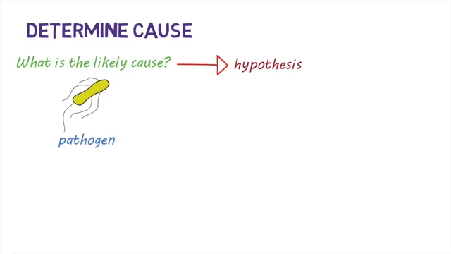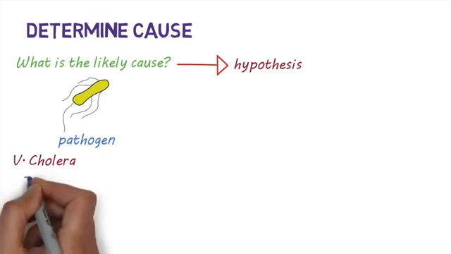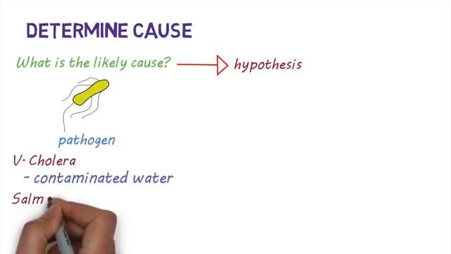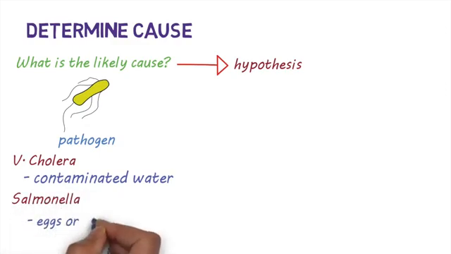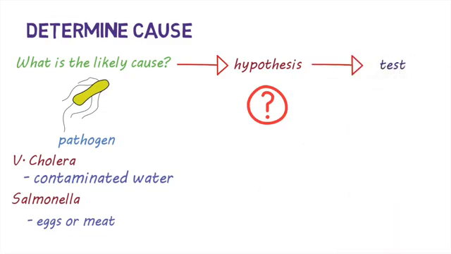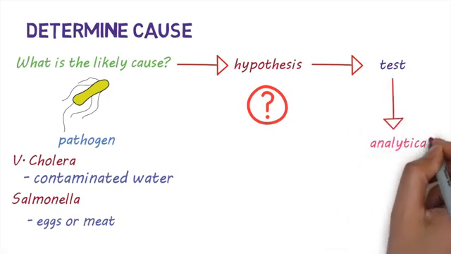For example, in an outbreak caused by cholera, investigators would look at contaminated water as the potential source of the outbreak. If it's a salmonella outbreak, it's likely due to contaminated eggs or meat products. If, however, it's not very clear, investigators need to test and confirm the hypothesis that was developed. This is usually done with an analytical epidemiological study.